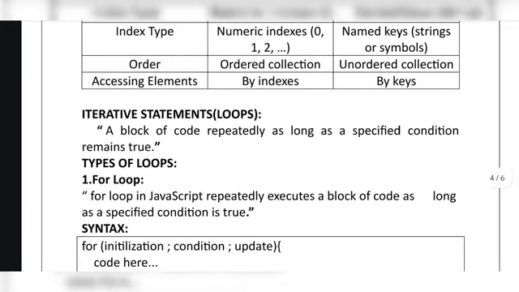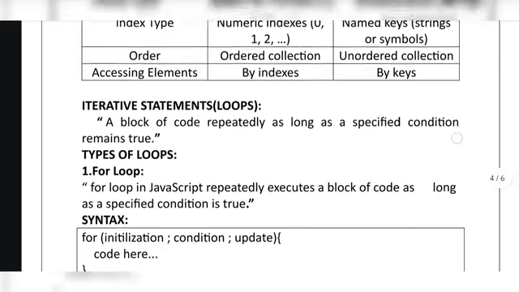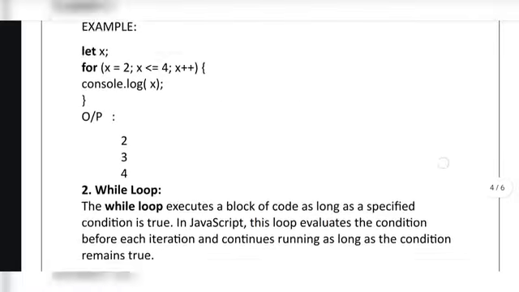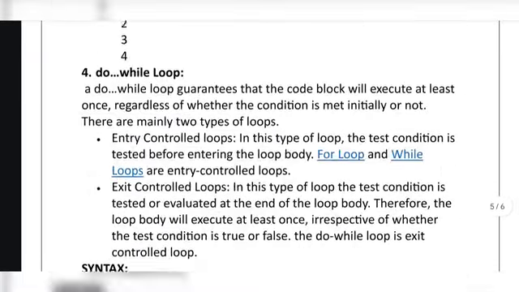Iterative statements execute a block of code repeatedly as long as a specified condition remains true. There are four types of loops: for loop, while loop, and do while loop, and for loop.